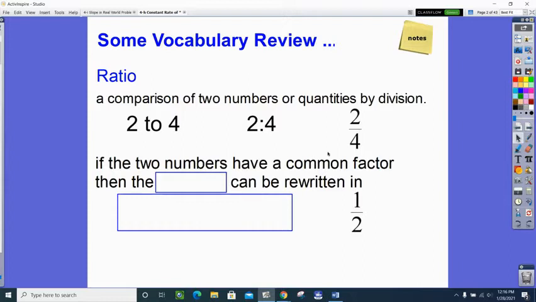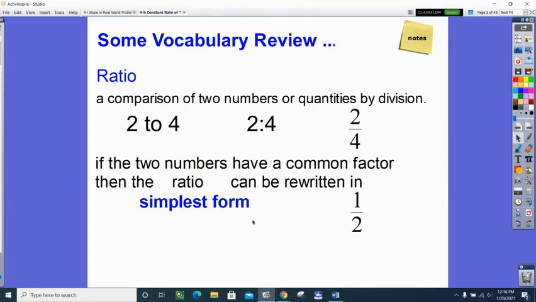If the two numbers have a common factor, like the two 4s, then our ratio can be rewritten. What happens when you go from 2/4 to 1/2? What is that called? Do you remember that that is simplest form? You reduce it, you write it in simplest form. We're going to keep talking about those ideas today.